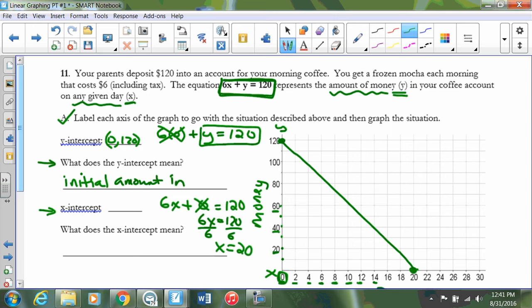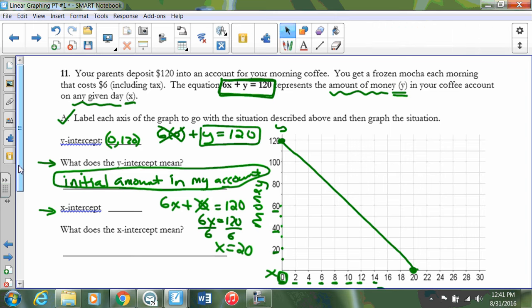in my account. I'm going to say my account because the problem says so. I don't know why I keep using green. I could probably switch it up here. Okay, so that's the initial amount in my account because it says it's my parents, right, or your parents. So when you write, you could have written, in the beginning, I had 120 in my account. At the start, I had 120 in my account. So any of those words is going to work for the y-intercept.